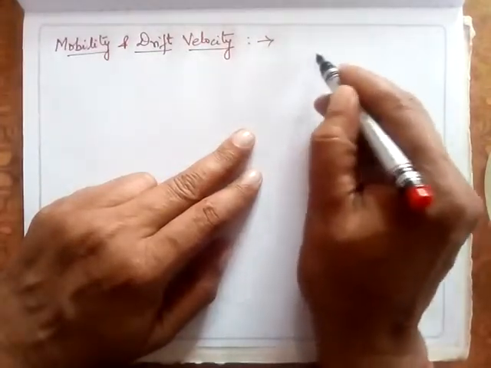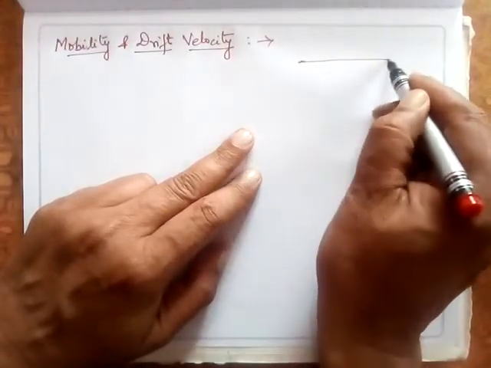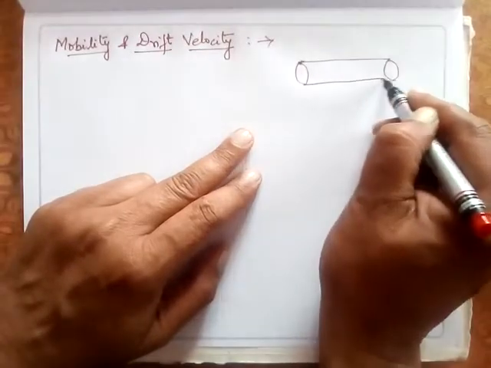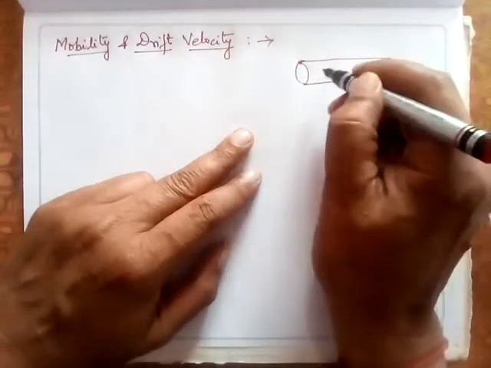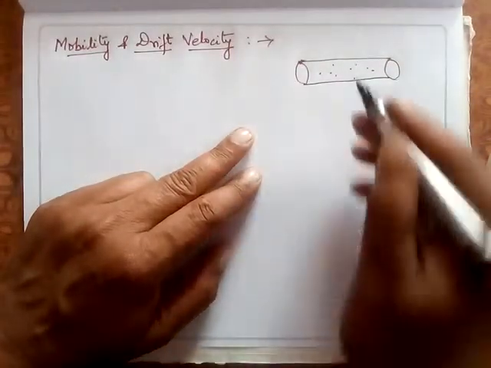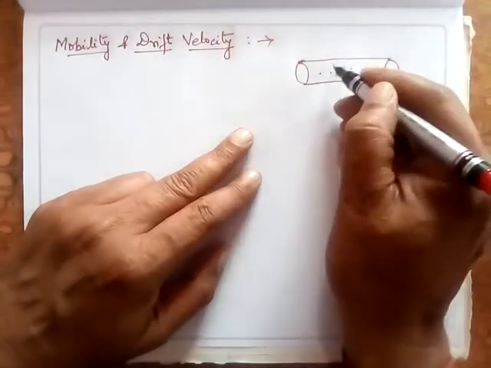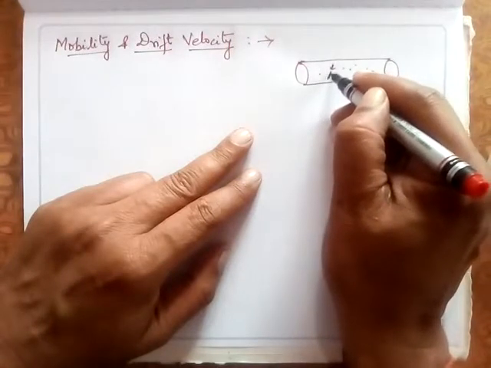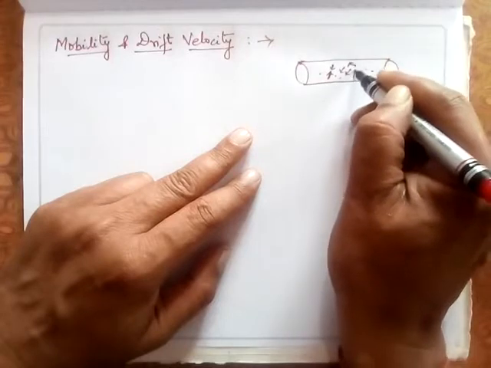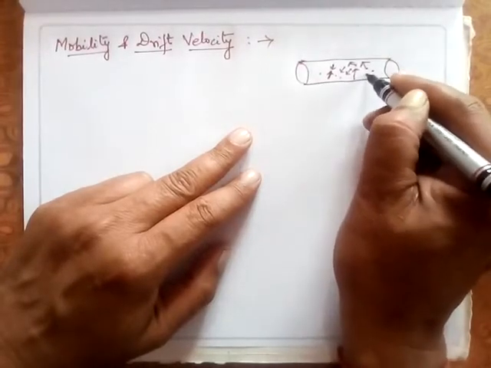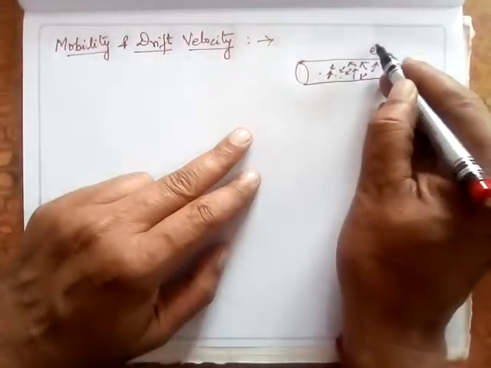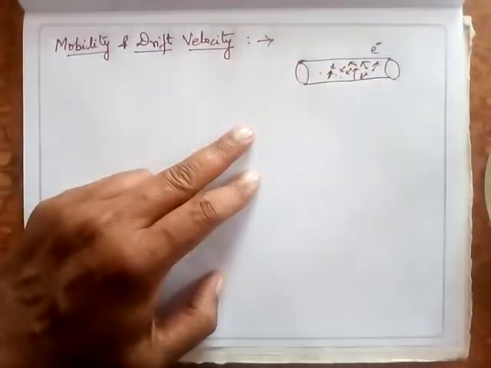Now just try to understand this. Suppose this is a conductor here. This conductor has some electrons, of course, in the valence band suppose. These electrons are in random motion in any direction, in a zigzag direction. These electrons do not contribute anything to the conduction of current.